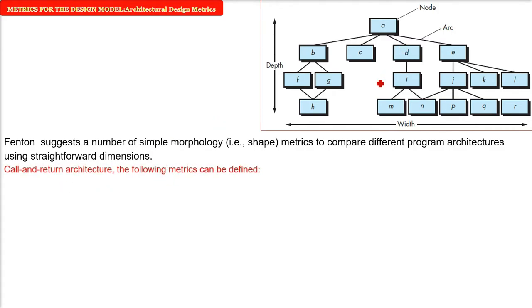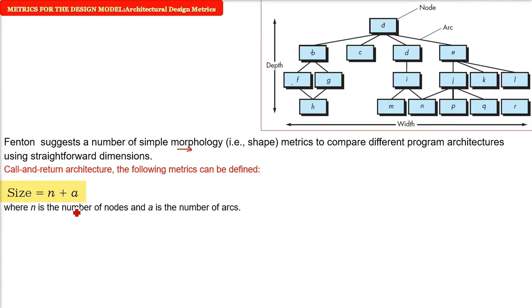What are these dimensions? If we take call and return architecture, that is a main function calling a function, then that function is calling another function, likewise. So if we take the simple straightforward dimension, when you make this graph or this figure, the simple way to find out the size will be n plus a. What is n here? n is the number of nodes in this graph, these blocks, and a is the number of arcs. So n plus a, nodes plus arcs, is going to give you the size.